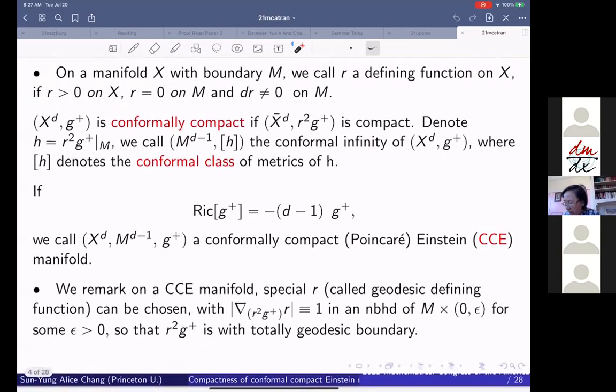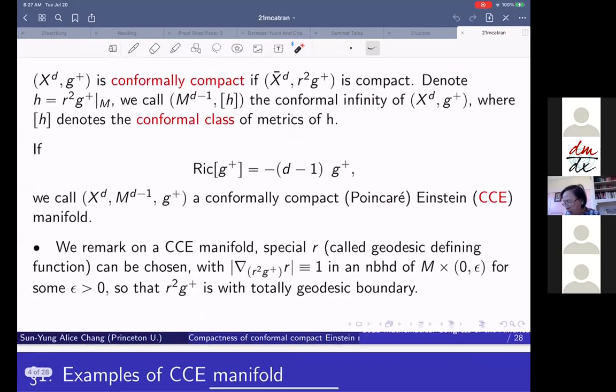So, as I have mentioned, for a CCE manifold there are many choices of the defining function R. But among them, there is one which is particularly nice. We call it a geodesic defining function. On the boundary, so here is M, here is X, this function is almost perpendicular to the boundary. That means the distance R with respect to R squared G plus is one in a small neighborhood of M, so locally it's like a product metric.